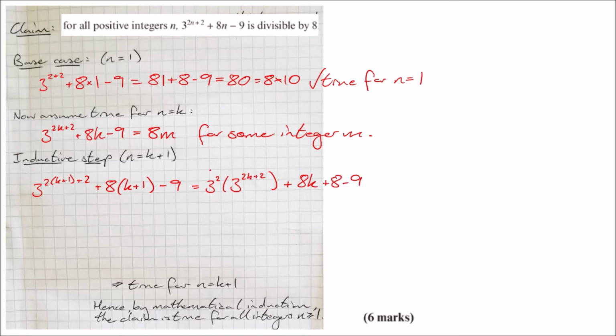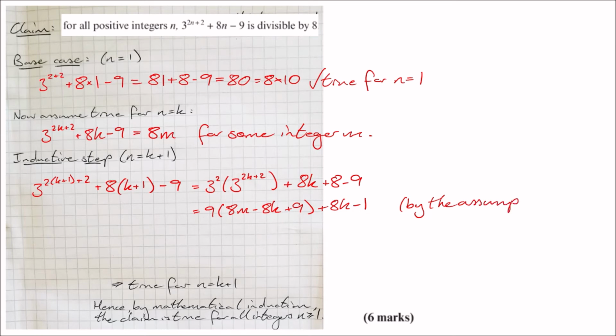But we found this, and so I can use my assumption. I can say, well, this equals 3 to the 2k plus 2. If we bring these bits across to the other side, that is 8m minus 8k plus 9 plus 8k minus 1. And again, I'm going to be clear, I'm going to write out that that's the step where I used my assumption.